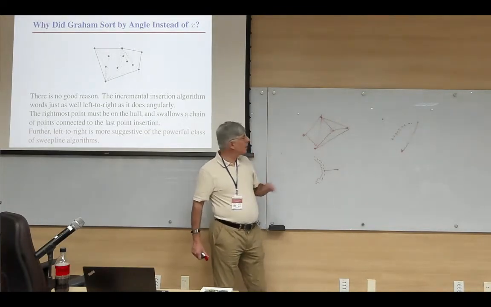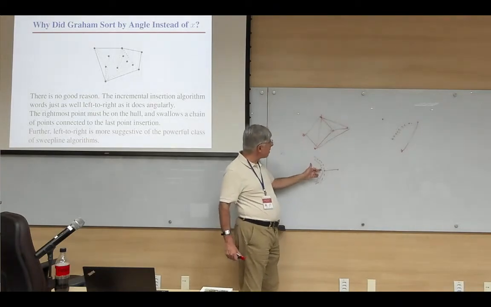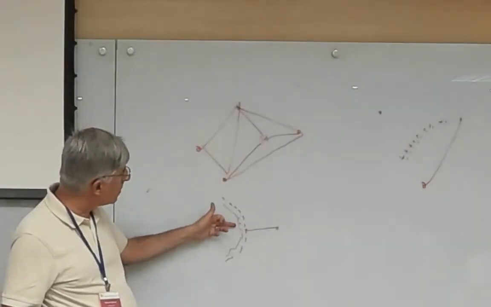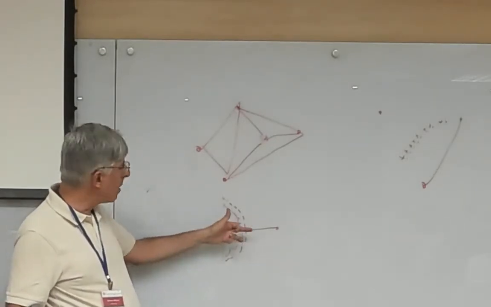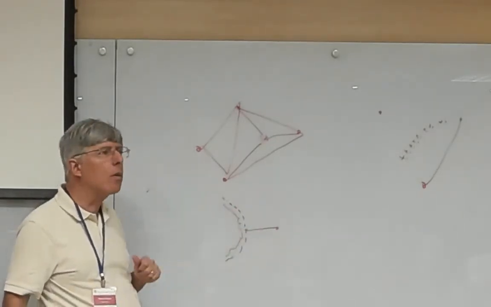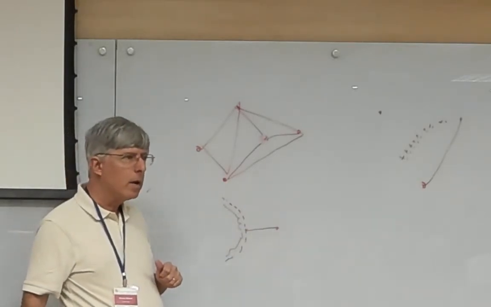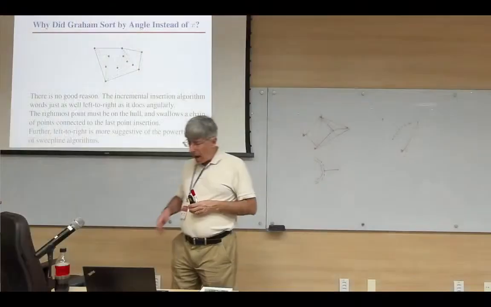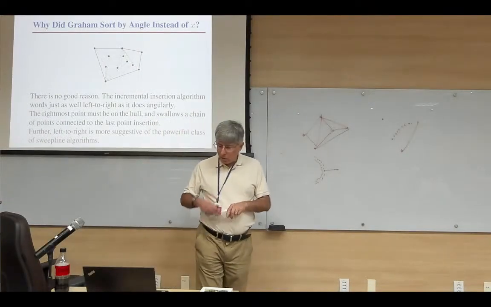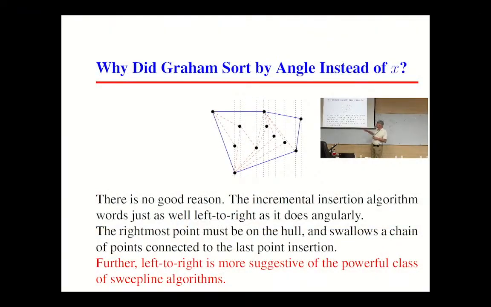Maybe another difference, maybe it's a tiny bit harder to program because you've got a special case: the chain above the point versus the chain below the point. But it should be clear that this is the same basic idea as Graham scan. It's clearer to me what's going on, but more importantly, this is a model of what we would call a sweep line algorithm.